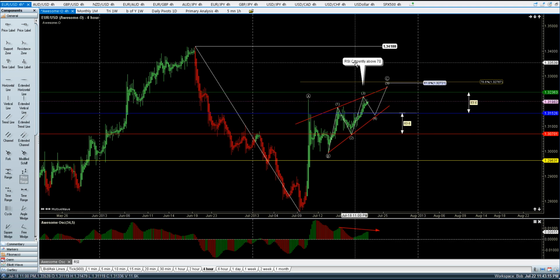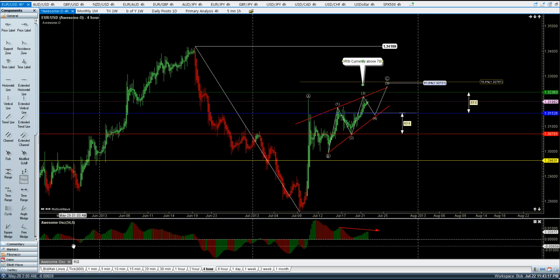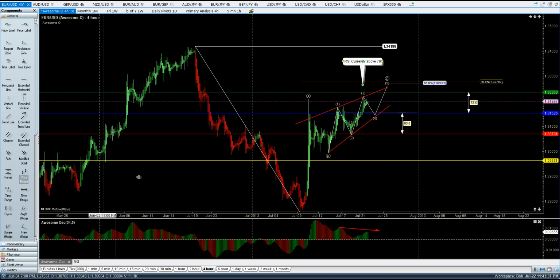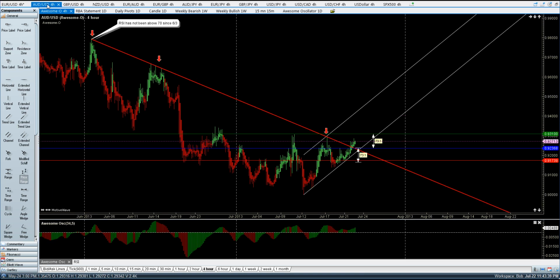And I also have a comment on here, RSI currently above 70. You'll notice when it peaks above 70 the last 3 times, we got the reversal. And we also have just a little bit of divergence here right now between 1 and 3 on the RSI. Aussie.